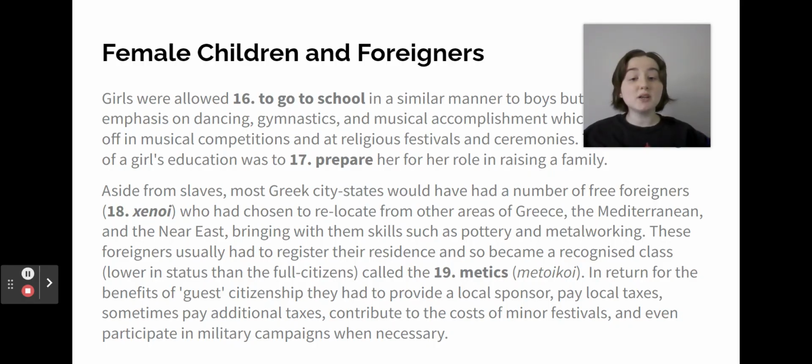You wouldn't be able to vote, but you still had to pay taxes, sometimes pay additional taxes just because you're an immigrant. And remember, an immigrant is someone who moves to a country, or in this case, a city state. They had to pay for the cost of minor festivals, and they even had to participate in the military, but they didn't have the representation to be able to vote. So this was unfair because they didn't have representation.